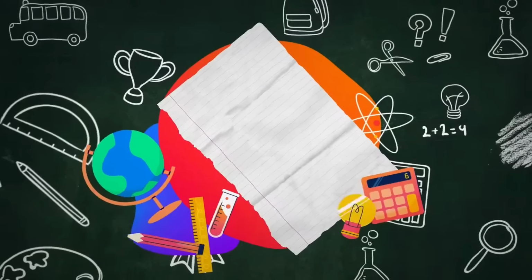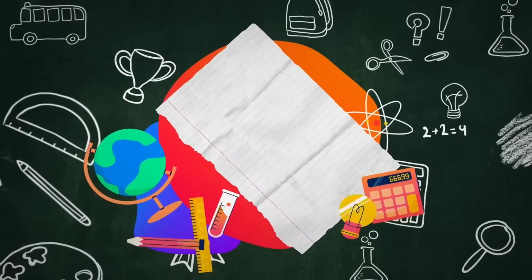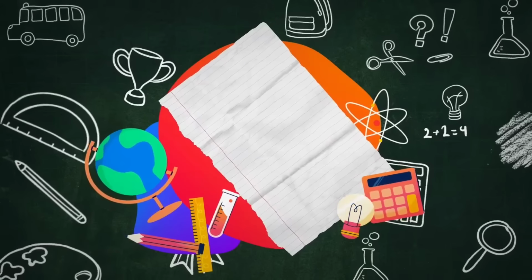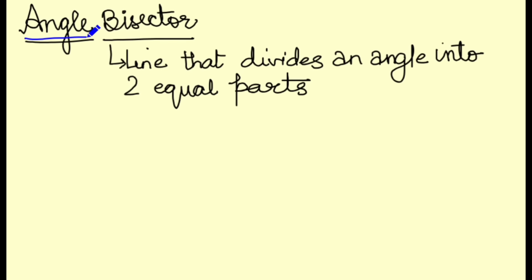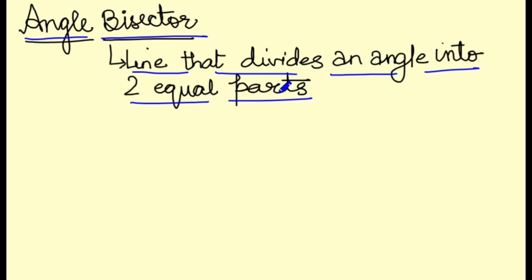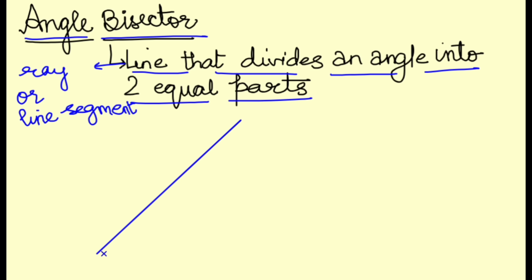In today's class, we will learn about angle bisector. Construction of angles we were doing. So today's class is based on angle bisector. It's a line which divides an angle into two equal parts. It can be a line or a ray or a line segment. Any part of a line or a line which divides the angle into two equal parts becomes an angle bisector, where bi means two, sector means equal parts.